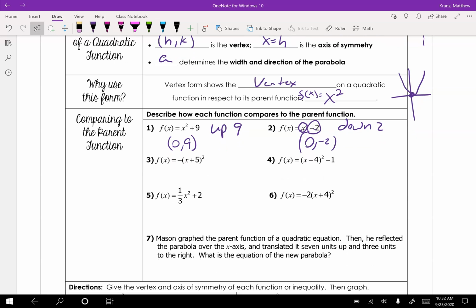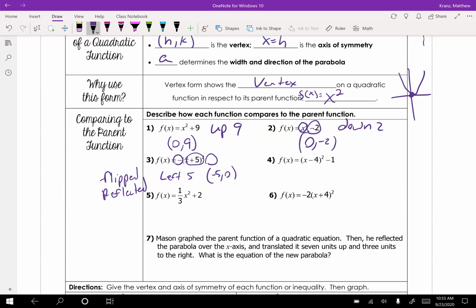All right, next thing we got is f of x equals negative (x plus 5) squared. Now notice there's nothing hanging out on this side, and this is affecting the x. Now remember, we go opposite. When we add to x, we go left. So we're going left 5, okay? And now when we have a negative here, it's also going to be flipped or reflected. So this will make my vertex negative 5, 0.